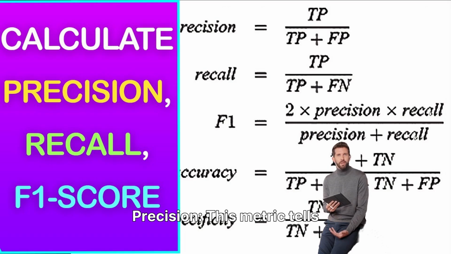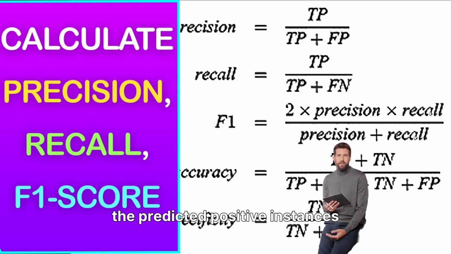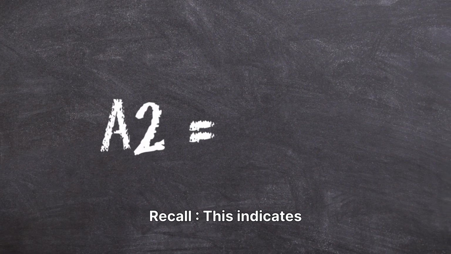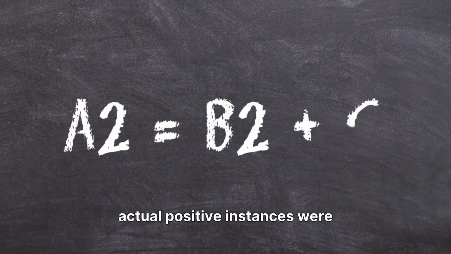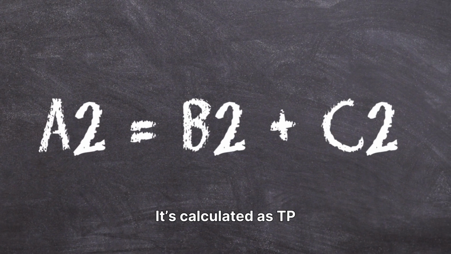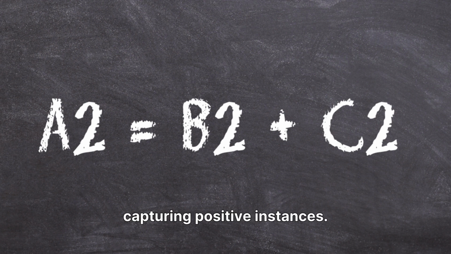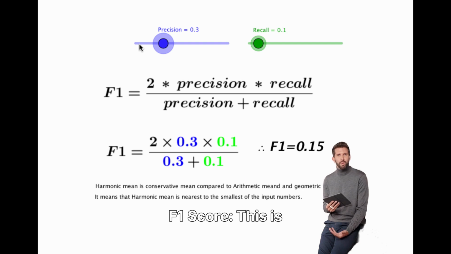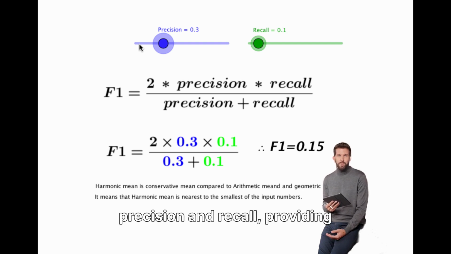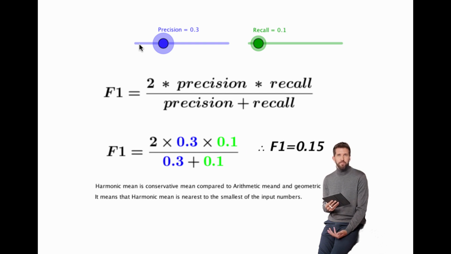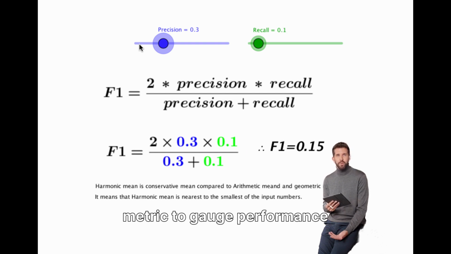2. Precision. This metric tells us how many of the predicted positive instances were actually positive. High precision indicates a low false positive rate. 3. Recall. This indicates how many of the actual positive instances were correctly predicted. High recall means the model is good at capturing positive instances. 4. F1 score. This is the harmonic mean of precision and recall, providing a balance between the two. It's particularly useful when you need a single metric to gauge performance in imbalanced datasets.